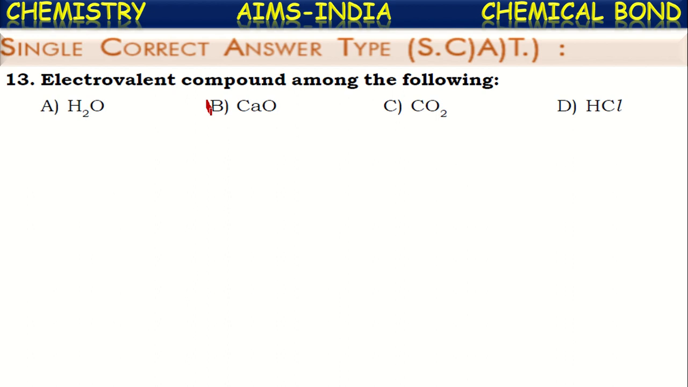Here it is, calcium oxide. In this, calcium metal loses electrons, whereas oxygen non-metal gains those electrons, and hence they result in the formation of an electrovalent or ionic compound. Whereas if you see, the remaining all are covalent compounds because they are formed between non-metal atoms. H2O, both are non-metals. Carbon dioxide, both are non-metals. HCl, in this also both are non-metals. So these all molecules are of covalent type. Only calcium oxide is an electrovalent compound.